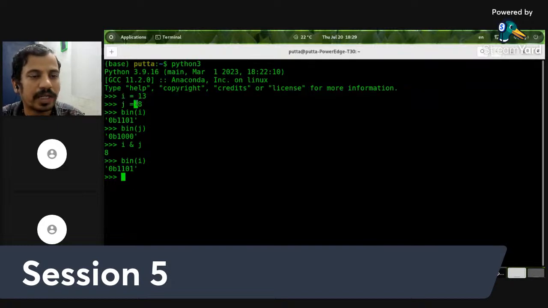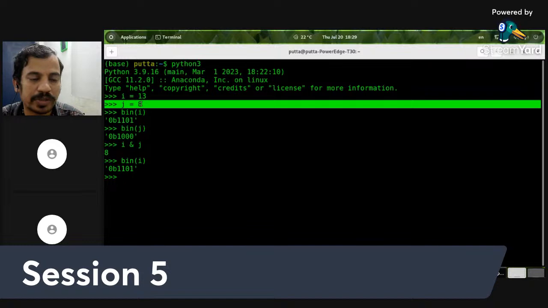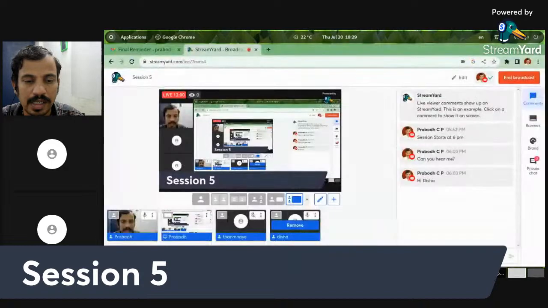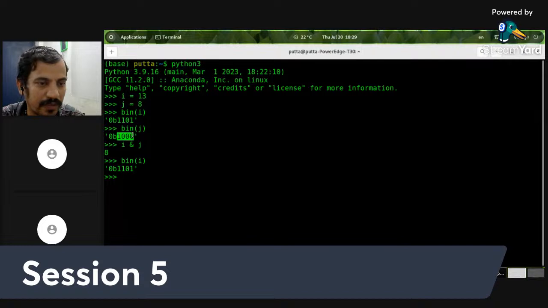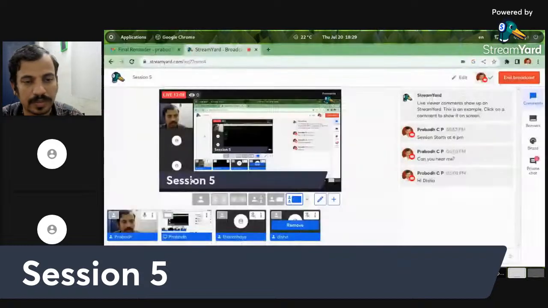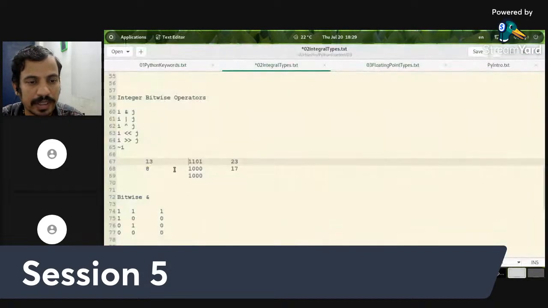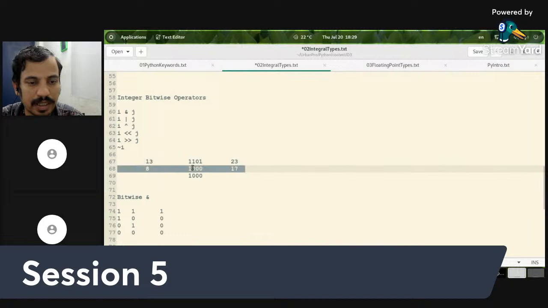So if I want to get the binary equivalent of J, what should I do, Disha? Bin of J. Right. So bin of J we have done, and we found that the equivalent of J, which is 8, is 1 followed by 3 zeros. So I have written that here. 13 is 1101, and 8 is 1 followed by 3 zeros.